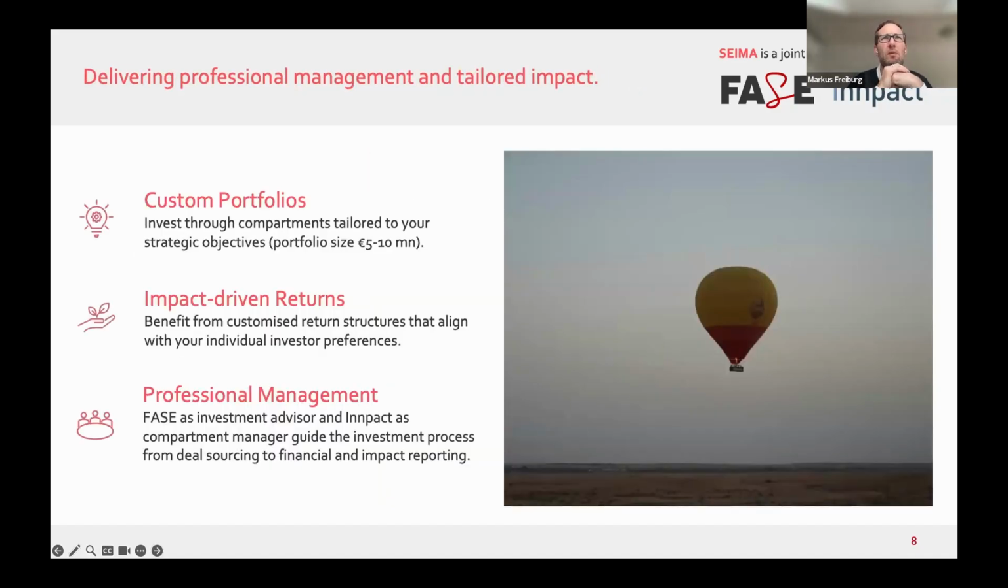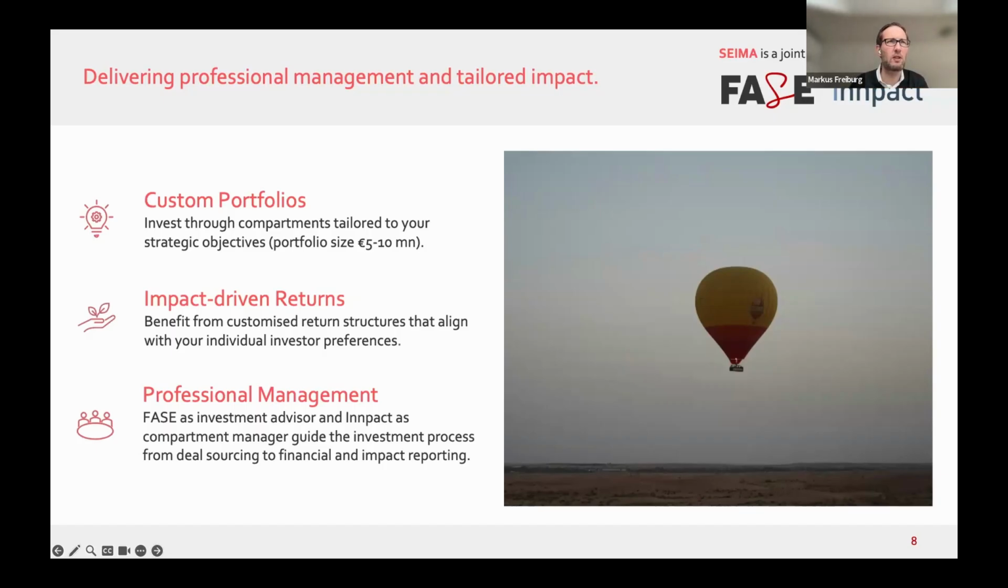So SEIMA is really a very tailored, efficient, and curated possibility to set up investment structures, and really then combine a professional management with a tailored impact. So it really helps to build customized portfolios, usually in the order of magnitude of 5 to 10 million, focused on impact-driven returns. And also, following with my Impact Europe hat, I think we are a strong believer in the full return spectrum of investment opportunities that we see in the social enterprise and impact venture field. So this can be structured very, very flexibly.